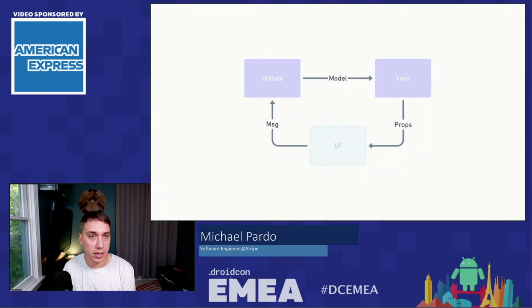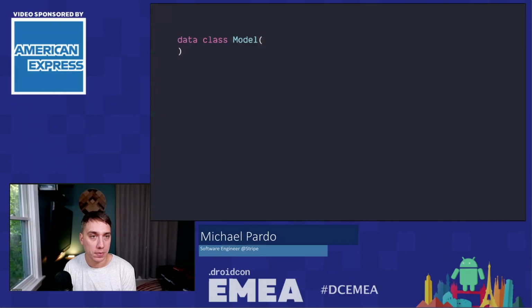First, let's focus on the data structures being passed around. The model is the state of our application. These are the nouns of the system. For this application, it's quite simple. It's just an integer for the current count.